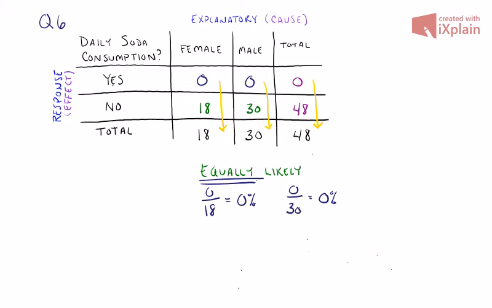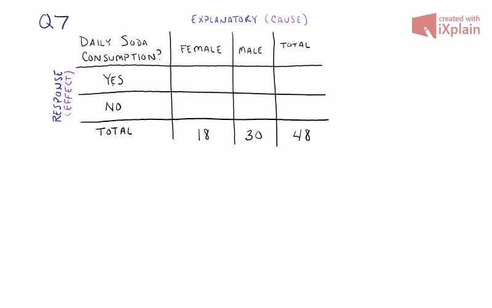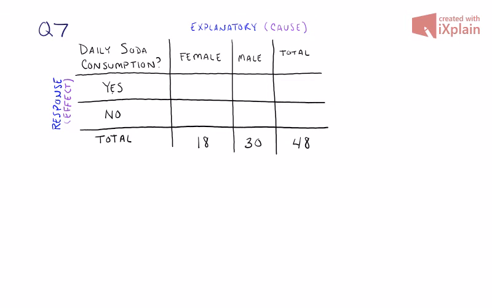Okay, we're going to move on to question 7. For question 7, they've decided to change this up a little bit on us. They note, we are interested in whether there is a difference between the frequency of daily soda consumption among males and females. We want to fill in the two-way table below in a way that shows that females are more likely to drink soda on a daily basis than males. So I'm just going to shorthand this right now and just say females more likely.